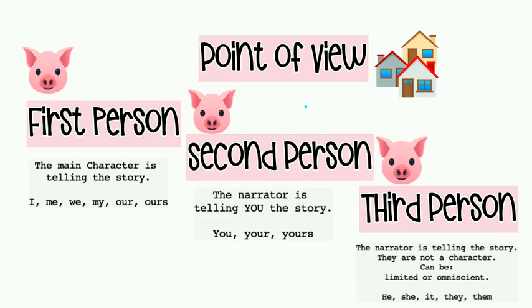Second person, the narrator is telling you the story. You, your, yours. Third person, the narrator is telling the story, but they are not a character. And it could be limited or omniscient. And remember, omni means all knowing. And keywords here would be he, she, it, they, and them.